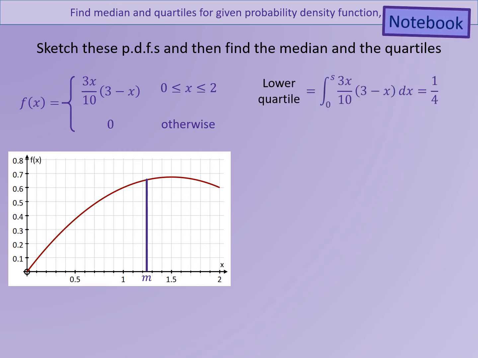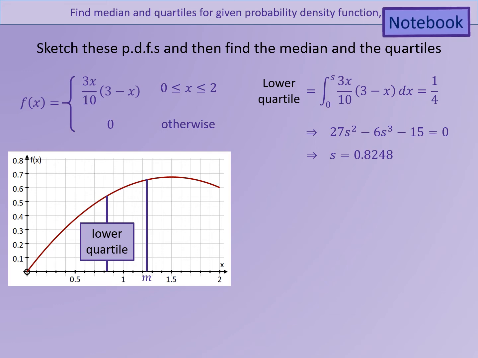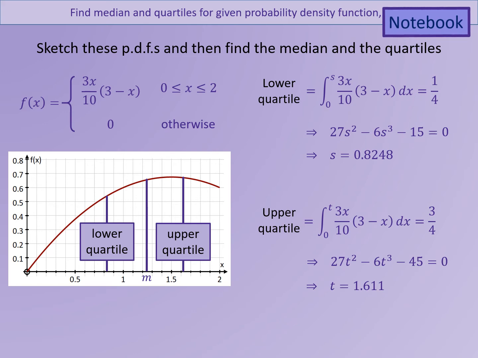Now we're going to follow a similar rule for finding the lower quartile, except we're going to find the integral from 0 up to s, and we're going to set this equal to 1/4. Integrating this gives us a similar cubic, and solving this gives us an s value of 0.8248. And finally, for the upper quartile, we can find the integral from 0 up to t, and we're going to set that equal to 3/4. This gives us a cubic, which has a solution of 1.611.